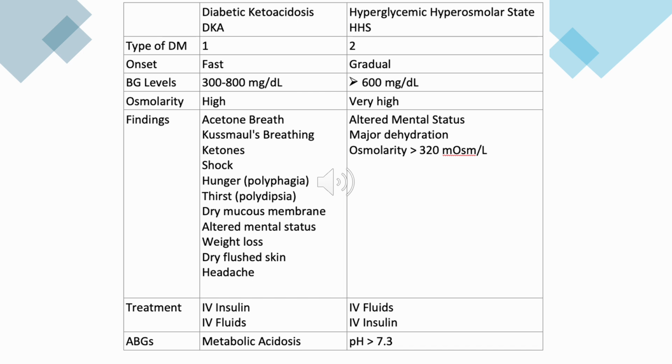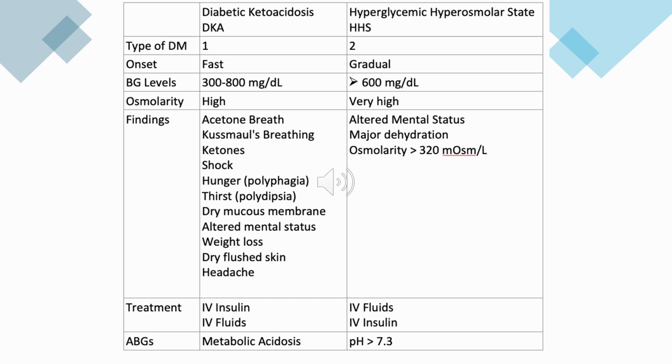Now with HHS, this happens in type 2 diabetics. The onset is going to be gradual. The blood sugar is going to be higher. It's going to start like greater than 600. Osmolarity is going to be extremely high. The normal osmolarity is 285 to 295. So in DKA, it's high, but in HHS, it's extremely high, like greater than 320.